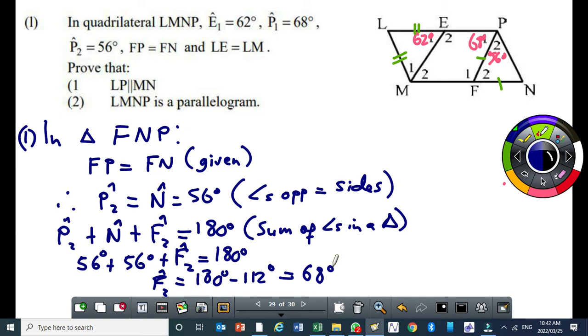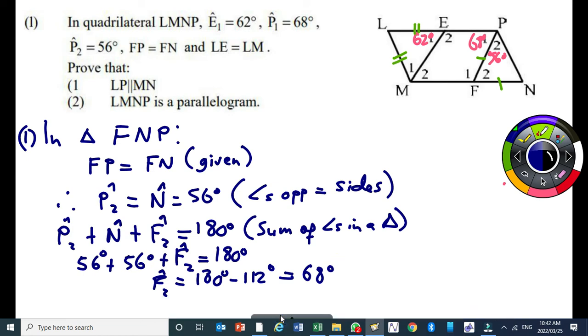You're following what I'm doing. Remember, my goal is to prove that F2 is equal to P1. Those two angles are alternate because they are on different sides of line FP. Therefore, if they are equal, it means that they are alternate. Therefore, LP will be parallel to MN.